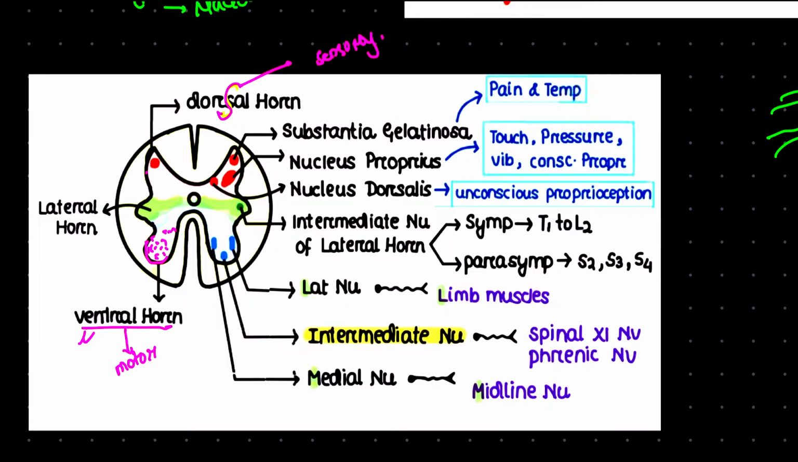Similarly, the dorsal horn, what are they? They are sensory in nature. And the nuclei present right here are all sensory, right? They are sensory.